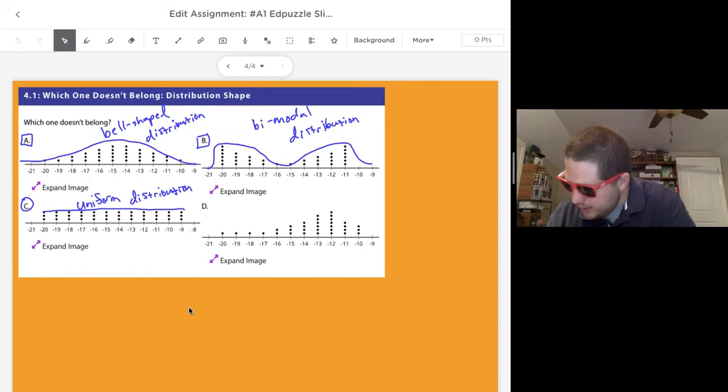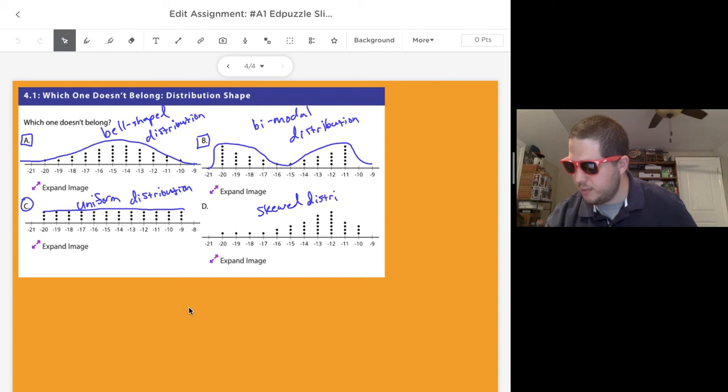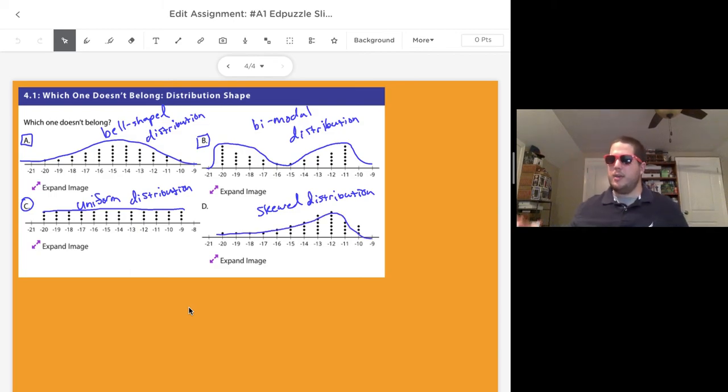And then letter D, it looks like it's pushed off to one side, right? So if it's pushed off to one side, that means that it's going to be called a skewed distribution. Okay, so skewed just means it's off to one side. So it's like bell-shaped, but it's all on one side, as opposed to A, where it's all in the middle, and B, where there's two different amounts.